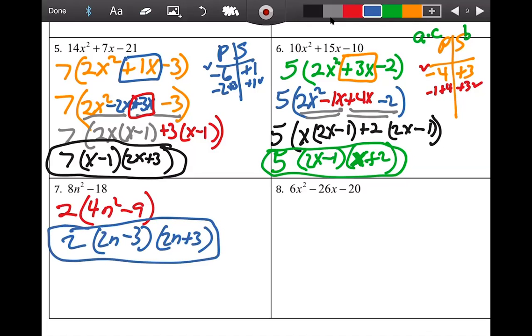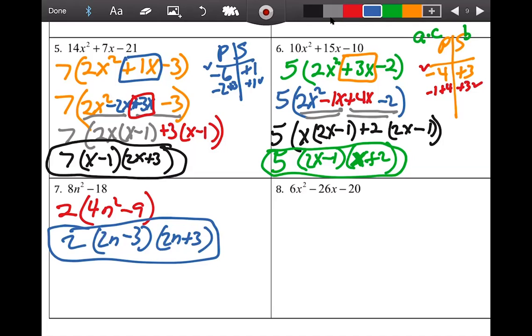Yeah. It's not 2n minus 3 times 2n minus 3, so we're not going to write 2n minus 3 with a squared on it. Okay? But it's 2n minus 3 times 2n plus 3, and then don't forget your original GCF of 2. Okay? That's a nice one. I like it. Put a pin in that one.